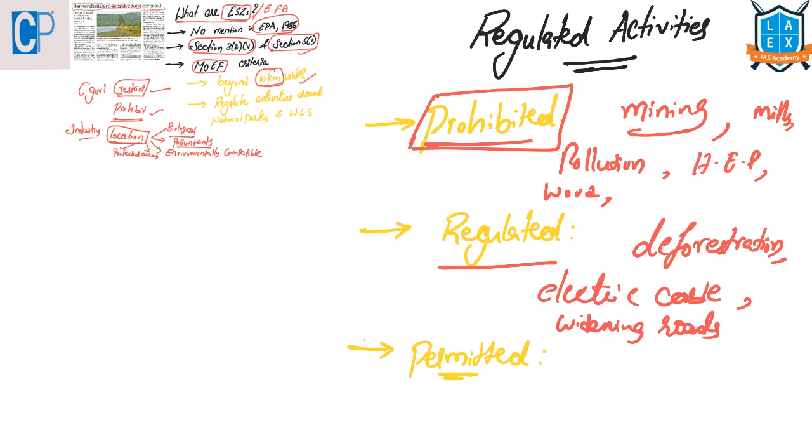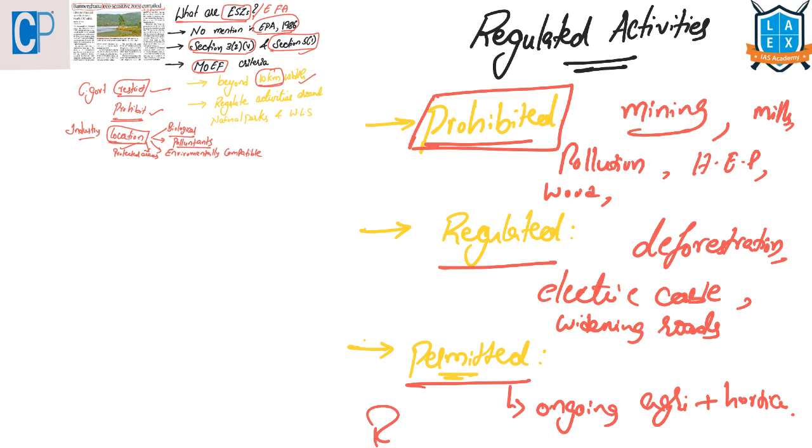Then what are the activities that are permitted in an eco-sensitive zone? The ongoing agricultural and horticultural practices, rainwater harvesting, organic farming, using renewable energy sources and adopting green technology. All these are permitted in these eco-sensitive zones.